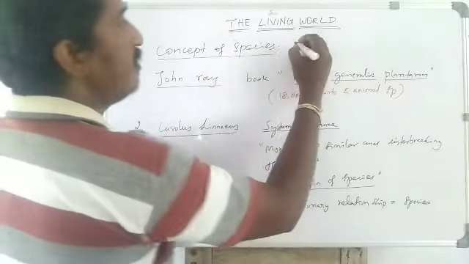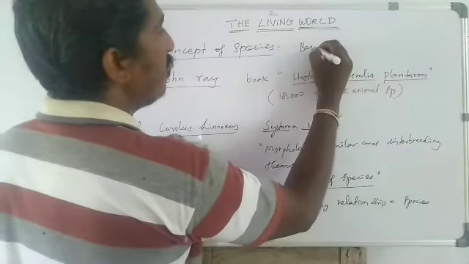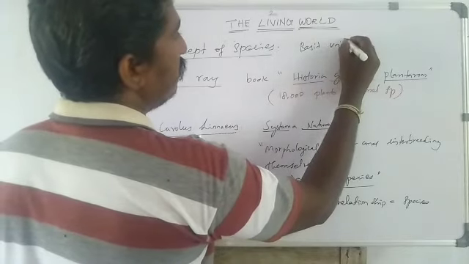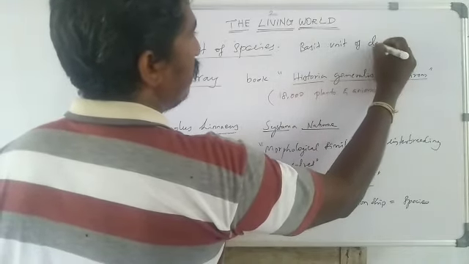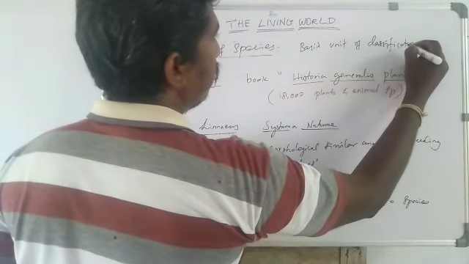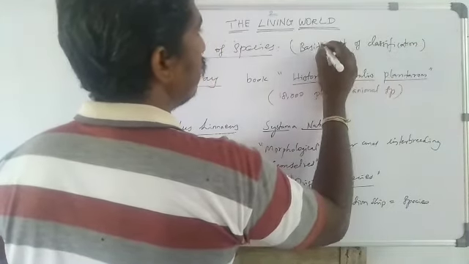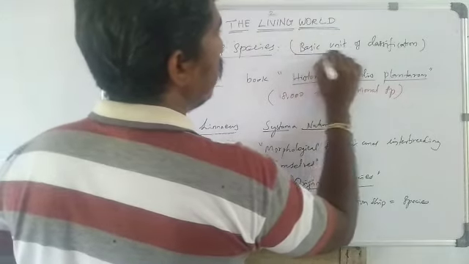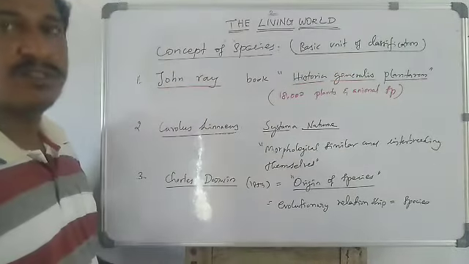So species is the basic unit of classification. This is very important: the basic unit of classification is species.